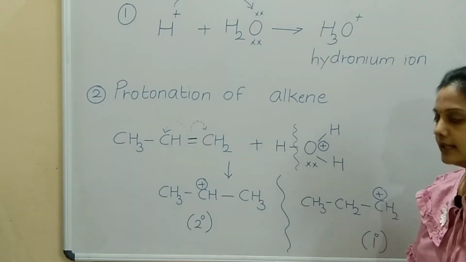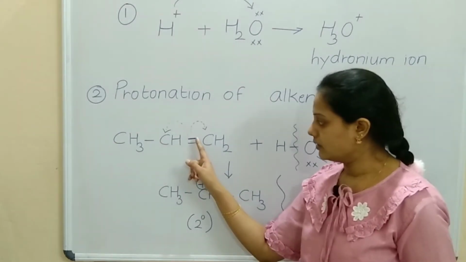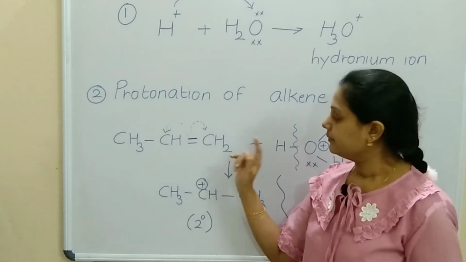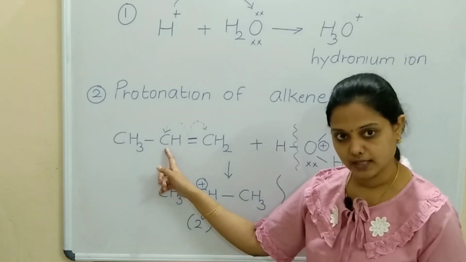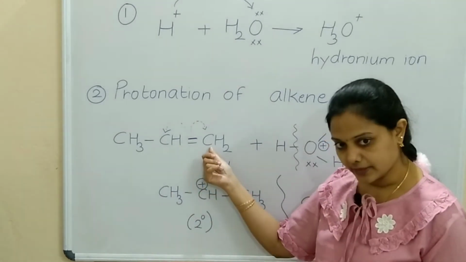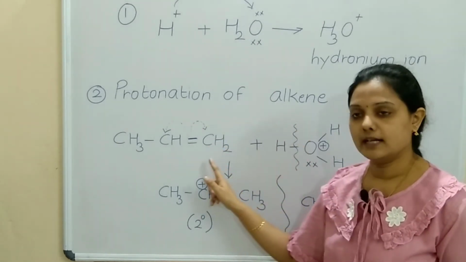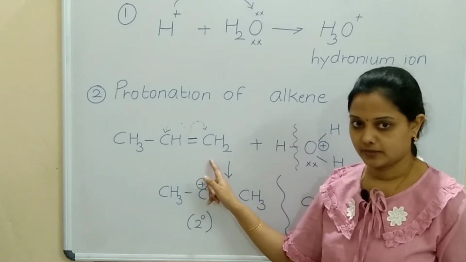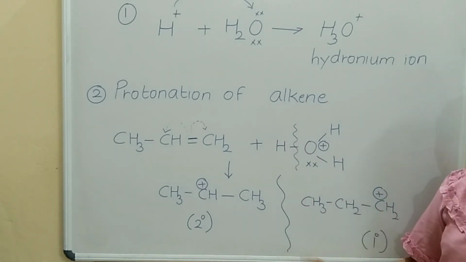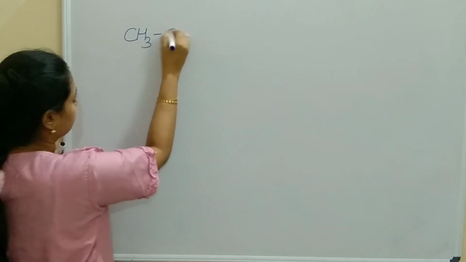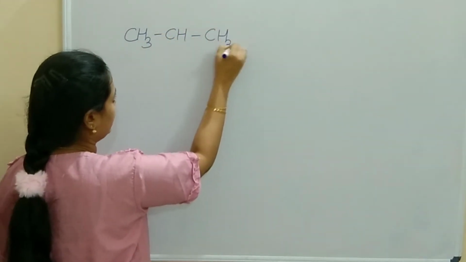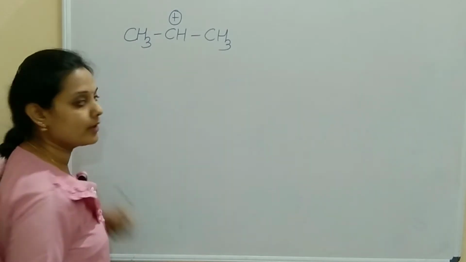Just make a note of it. Remember, if the pi electron is shifting towards the right, that carbon will get a negative sign. This carbon will get a positive sign. So the carbon which is negative, to that the hydrogen will attach. Okay. Just make a note of it. Carbocation here, because secondary carbocation is more stable than the primary carbocation. So I'll write here CH3, CH, CH3 and this carbon is the secondary carbocation.